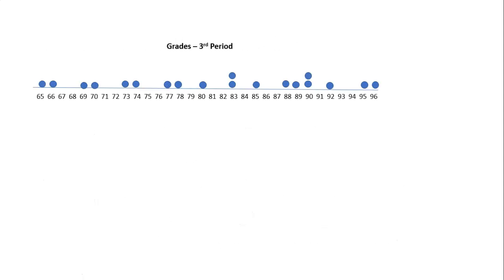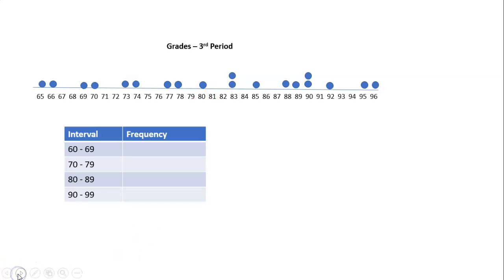Okay, one more example with histograms. Here are some grades for a third period class, and you can see they're pretty spread out. Only 2 values, 90 and 83, have more than 1 dot. So this dot plot isn't a lot of use to us. If we made a frequency table for grades, ones that aren't standard based, usually the 60s are D's, the 70s are C's, 80s are B's, and 90s are A's. So that gives us a natural way to group them.